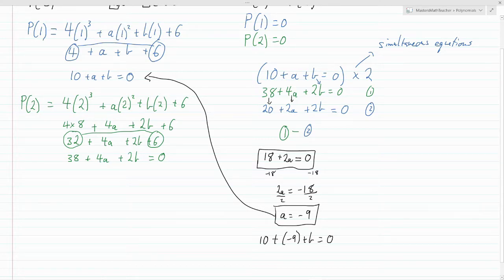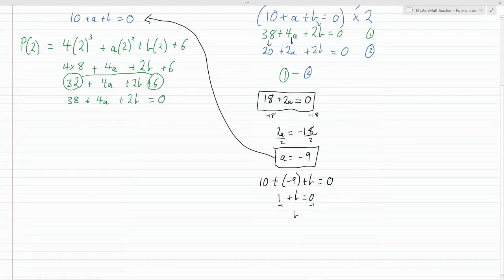10 plus negative 9 is the same as saying 10 minus 9. So we've got 1 plus b equals 0. Take 1, and we get b equals negative 1. So now we have both of the missing variables.